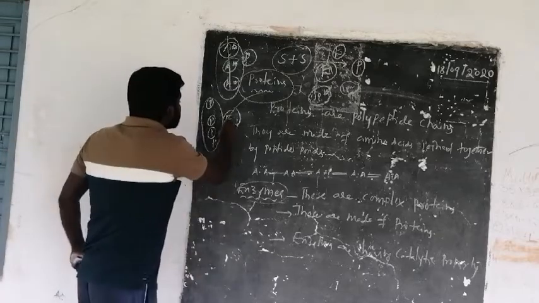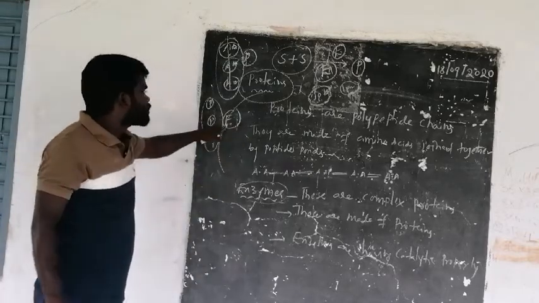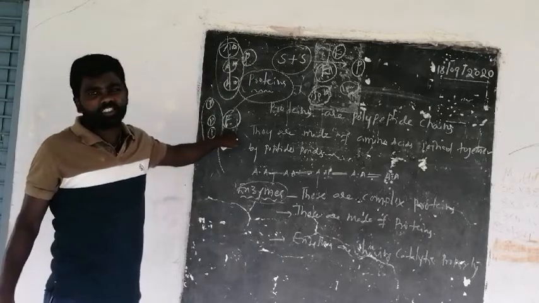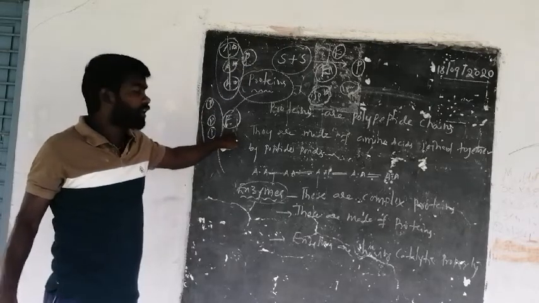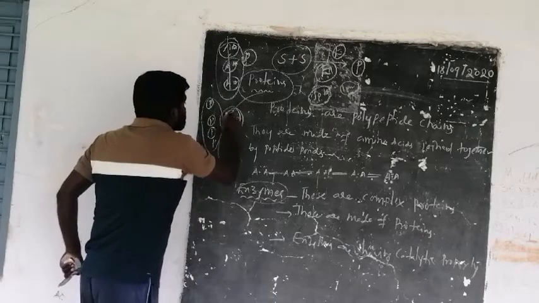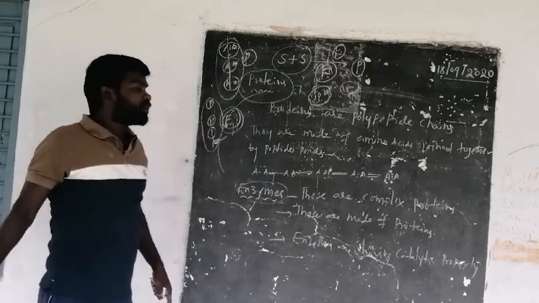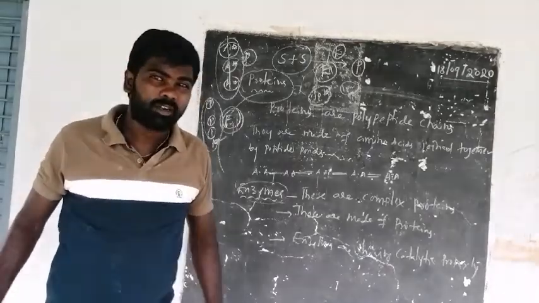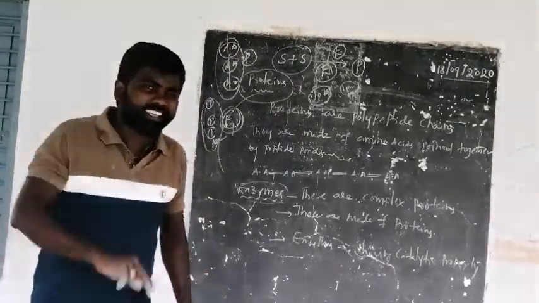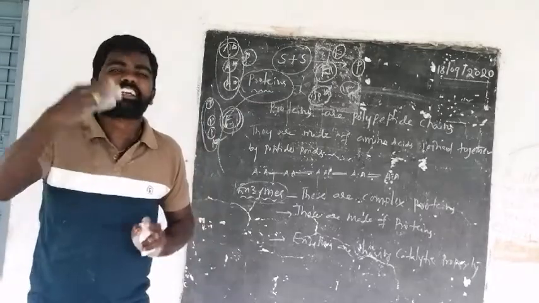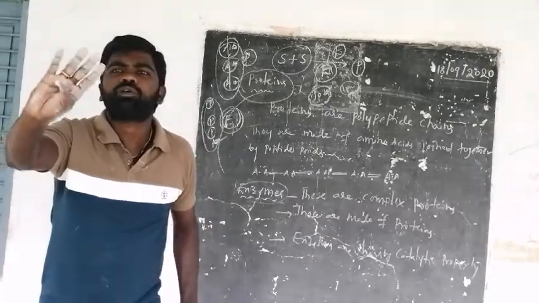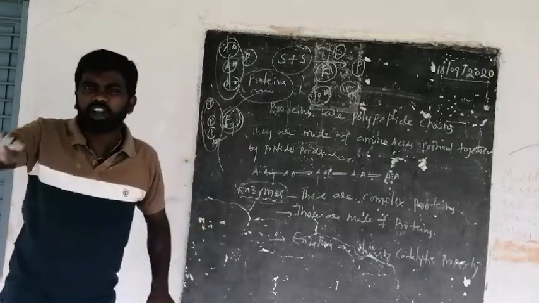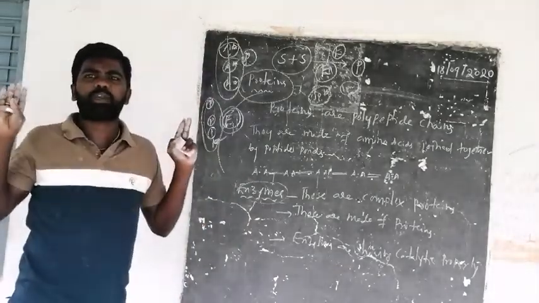So amino acids form proteins, and proteins form an enzyme. These enzymes are made up of proteins, but not all proteins act as enzymes. Please remember, all proteins do not act as enzymes. Only some proteins act as enzymes. All enzymes are proteins, made up of proteins.